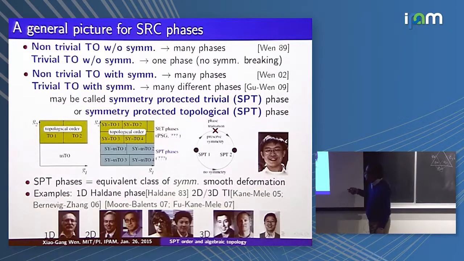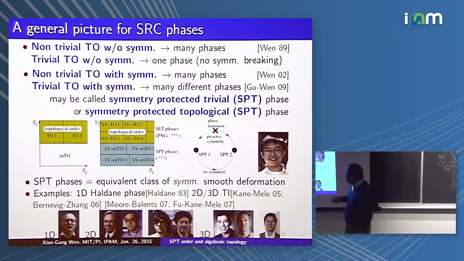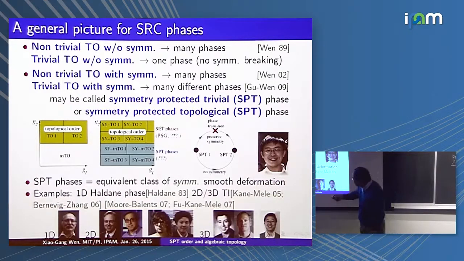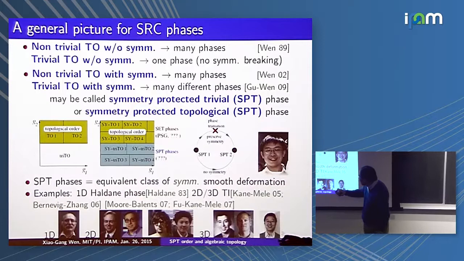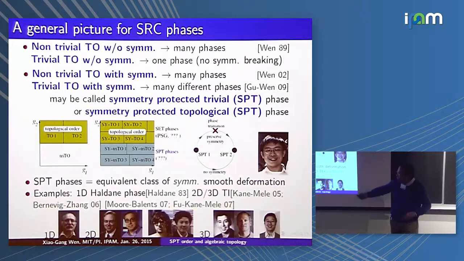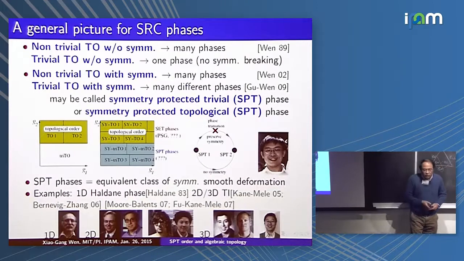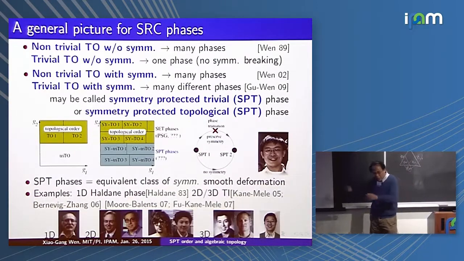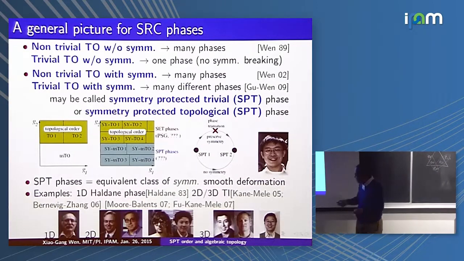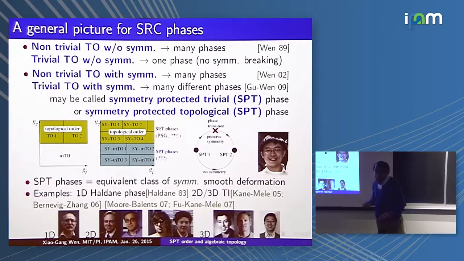So this simple theory is called the SPT states, and it has now become very popular. Topological insulators and the Haldane phase, etc., are examples. They are SPT phases. Right now, in the next part, we try to develop a theory for this SPT phase.